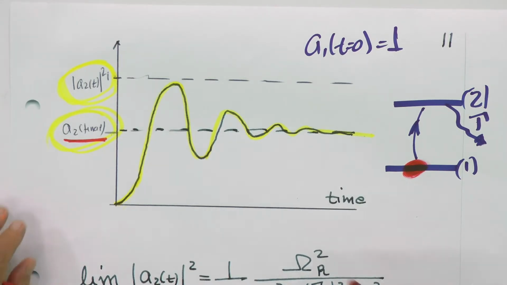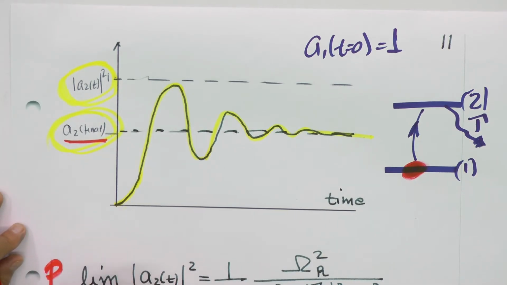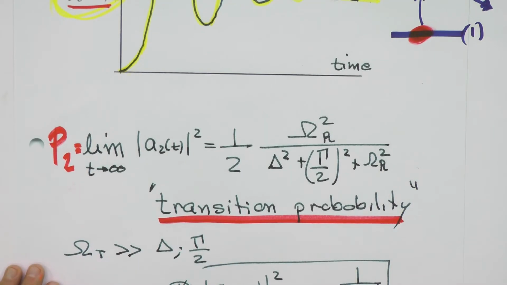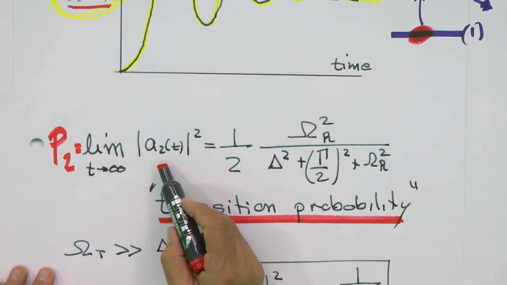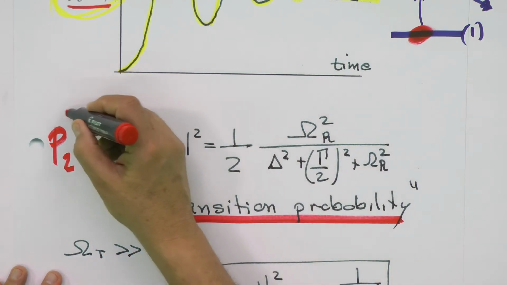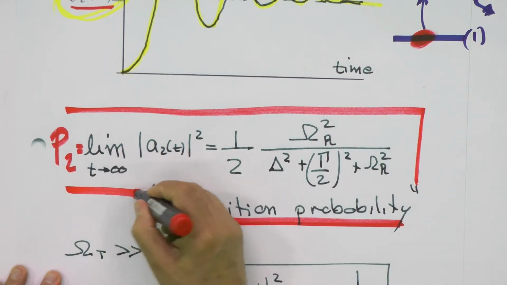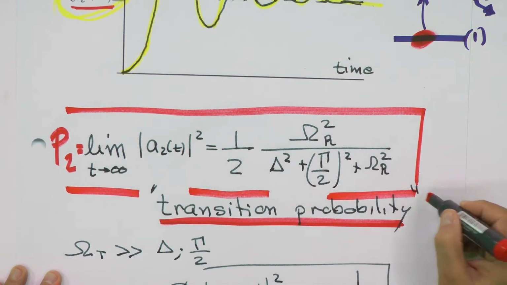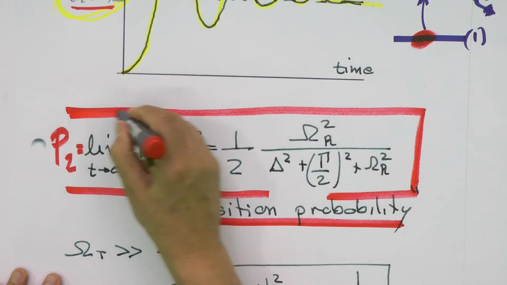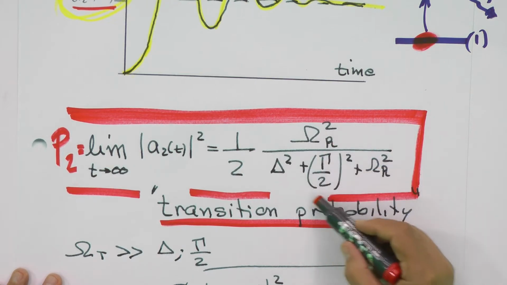And this has a wonderful form. The probability of promoting the system to level 2, which is the limit of A2 squared as the time grows, is a wonderful Lorentzian type. That's an important relation to know: the probability of a transition when spontaneous emission is present.